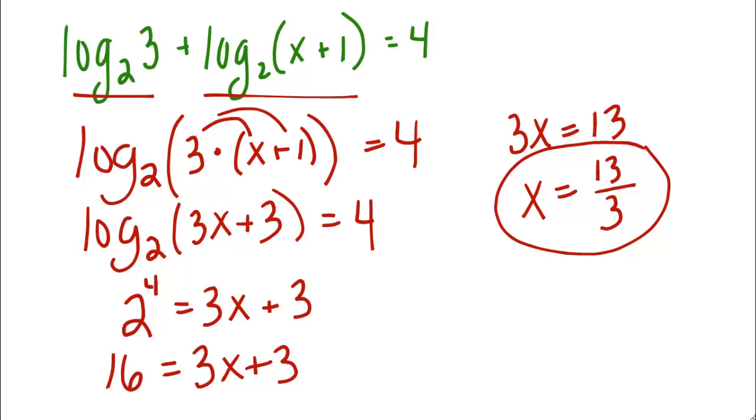I just want to make sure that that makes sense as a solution. And yeah, if I plugged in 13 thirds for x, 13 thirds plus 1 is definitely positive. It seems to make sense. Doesn't look like a solution that I wouldn't be able to plug in and check.